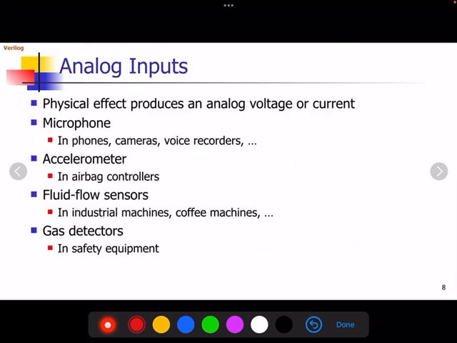Analog inputs: the real world signal we get is in the form of a continuous wave, that is, analog in nature. With microphones, the voice signal gets converted into an electrical signal. Microphones are used in phones, cameras, and voice recorders. Accelerometers are required in airbag controllers. Fluid flow sensors are used in most industrial applications. Gas detectors are used in home automation and safety.